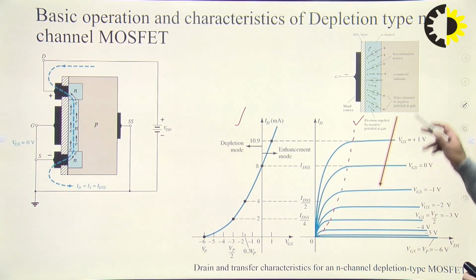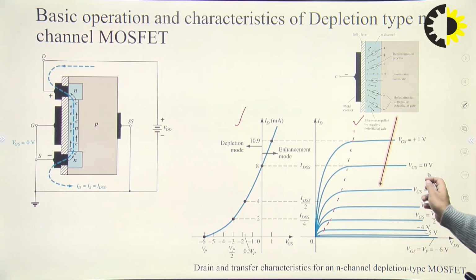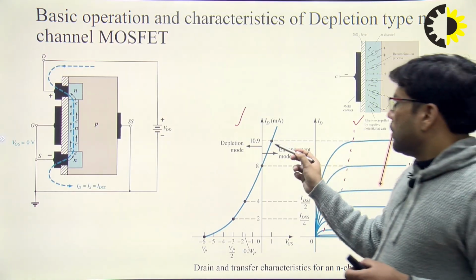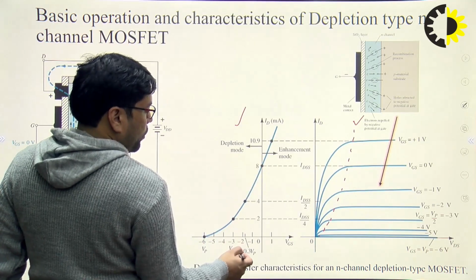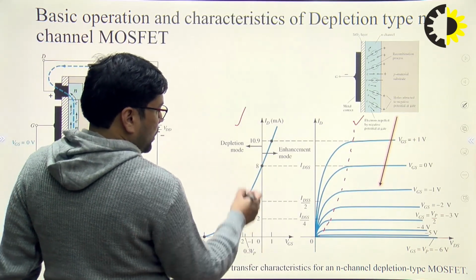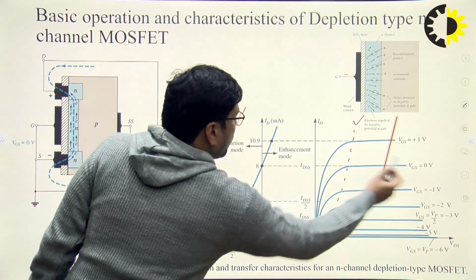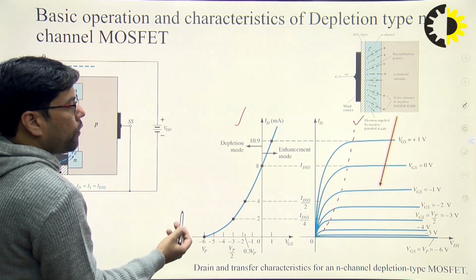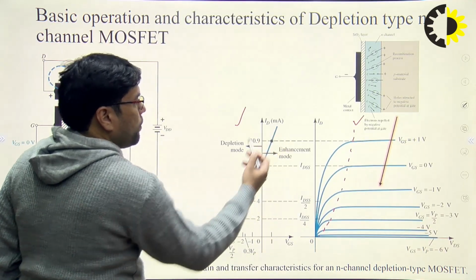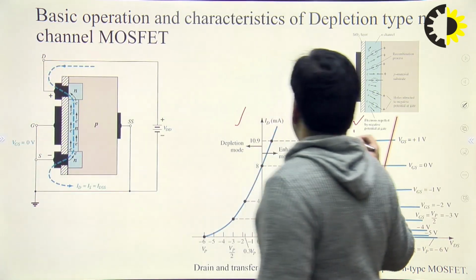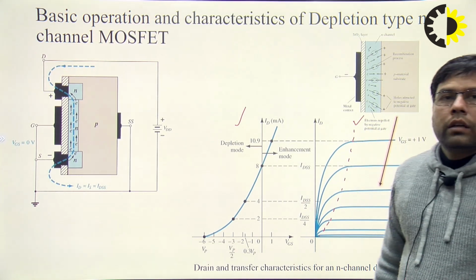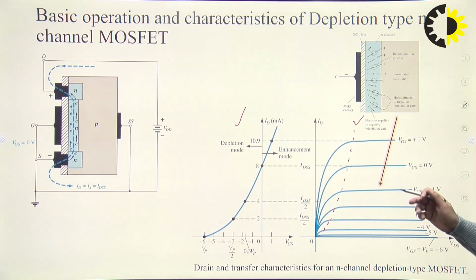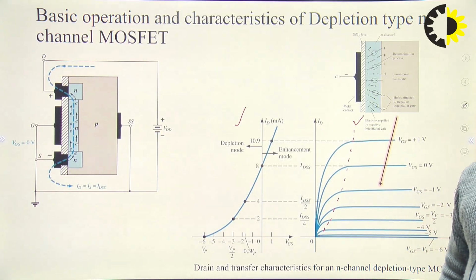So this region, as you can clearly see here, is the depletion mode. If you give VGS a negative voltage, then we have the depletion mode, and for a positive value of VGS we have the enhancement mode, right. So these are the characteristics of the MOSFET device, as we have transfer characteristics and drain characteristics. This is the depletion mode and this one is the enhancement mode.